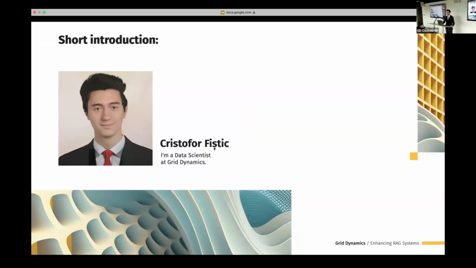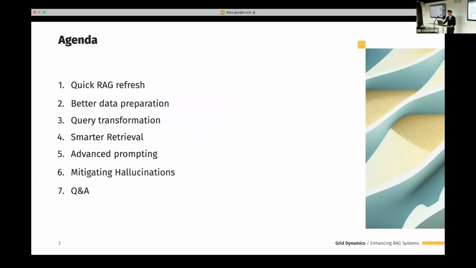So how many of you know how a RAG system works? Please raise your hands. Okay, so let's talk about the agenda. We'll do a quick refresher about what RAG is, so we'll be on the same page and you'll know the basics. Then we'll talk about some methods for improving our RAG system. And then there will be question and answer, when you can ask questions about my presentation. So please ask as many questions as you want.